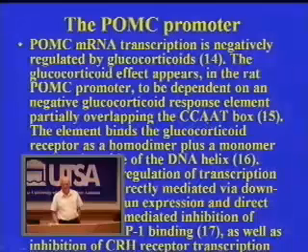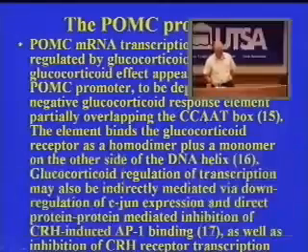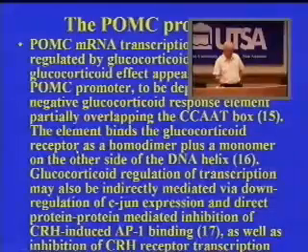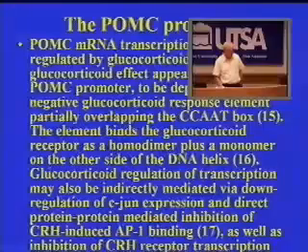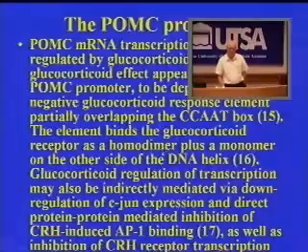So interfering with the binding of the RNA polymerase. The element binds the glucocorticoid receptor once it is ligated by glucocorticoid as a homodimer plus a monomer on the other side of the DNA helix. So that's something new. I'll have to dig into that and add to what we discuss. So we're going to develop the skills and the knowledge to understand what is being stated here.